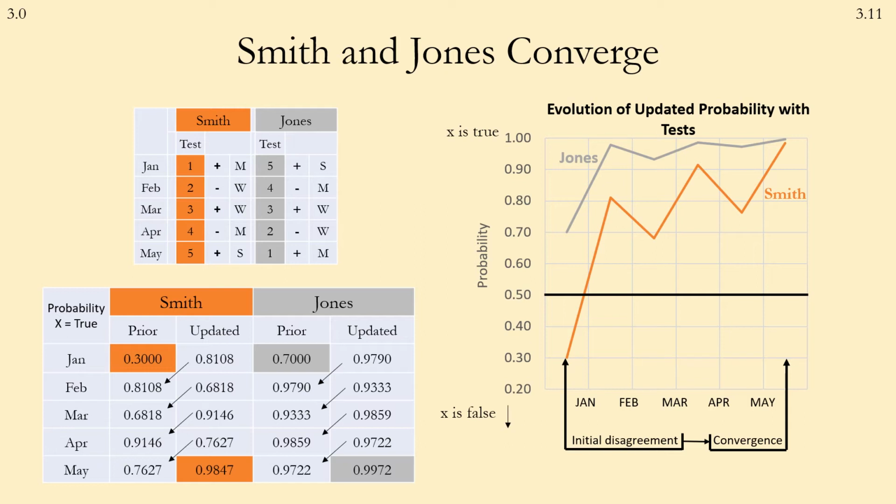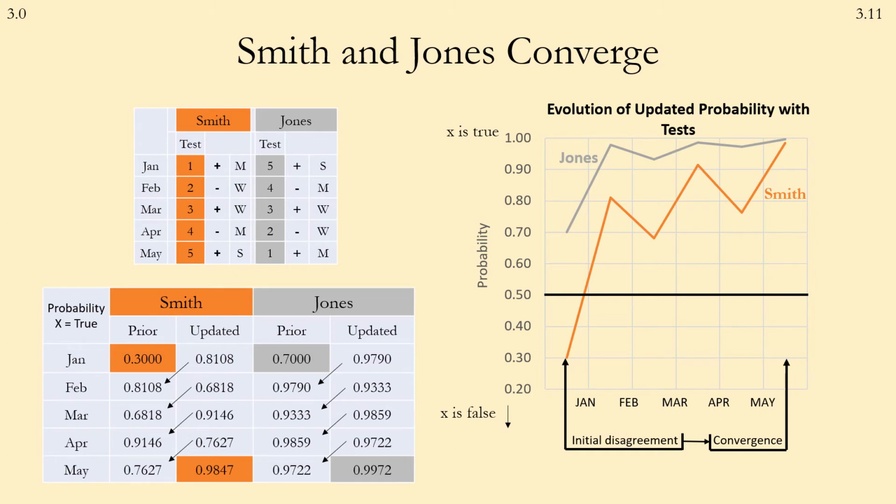The first table here on the left is just the table from the previous slide in a more condensed form, but we've just brought that table forward. And the second table, which contains the probability that the statement is true, notice that we start out with a prior of 0.3 for Smith and 0.7 for Jones. And we can see that here in the graph, 0.7 for Jones and 0.3 for Smith.